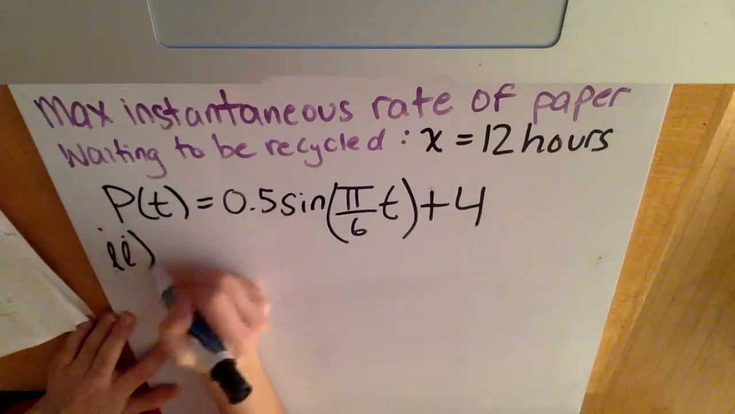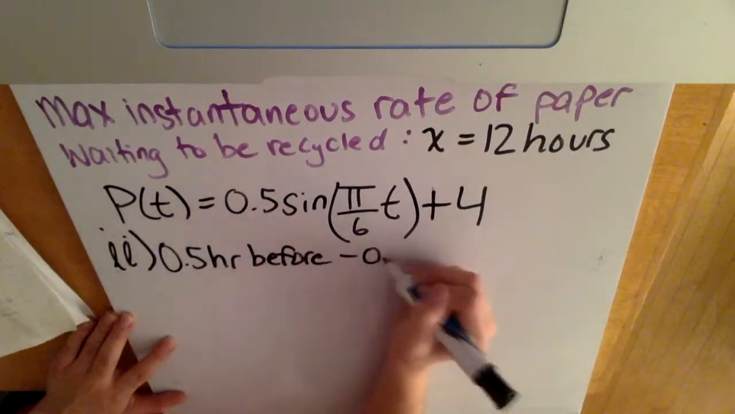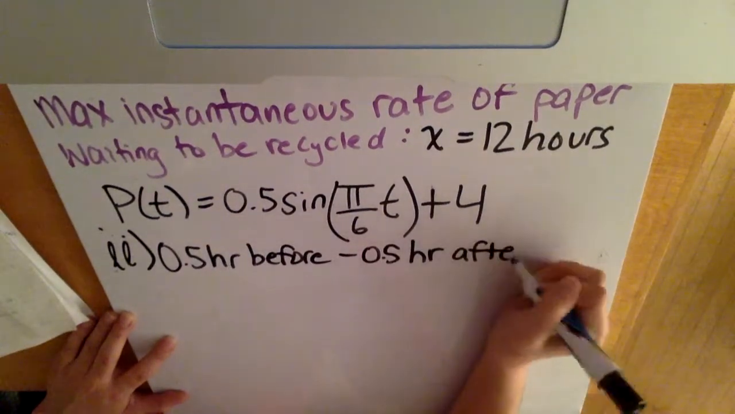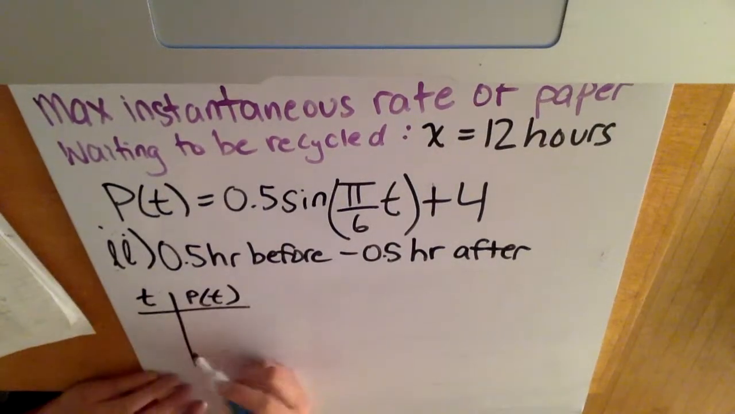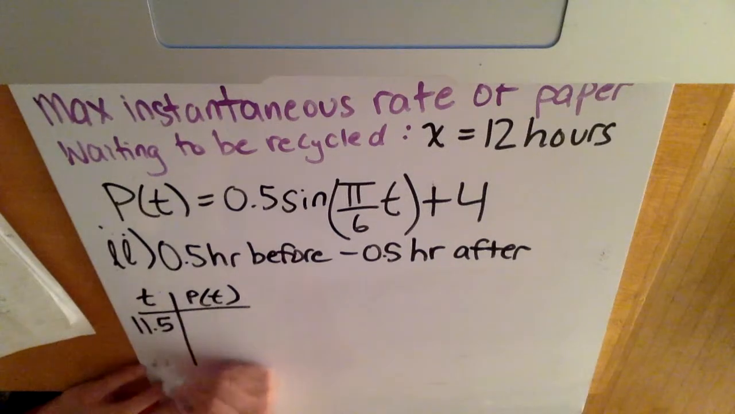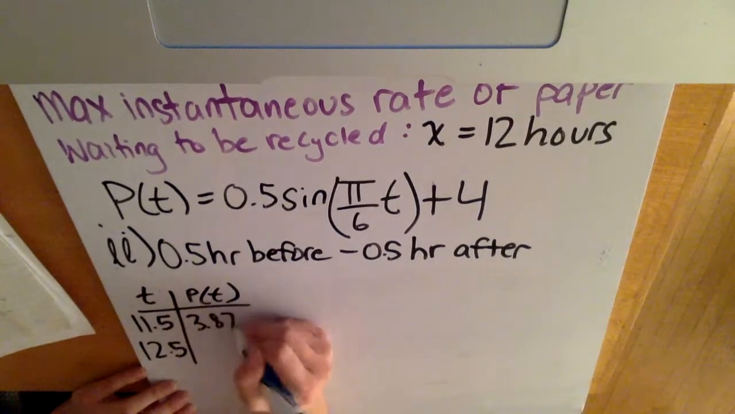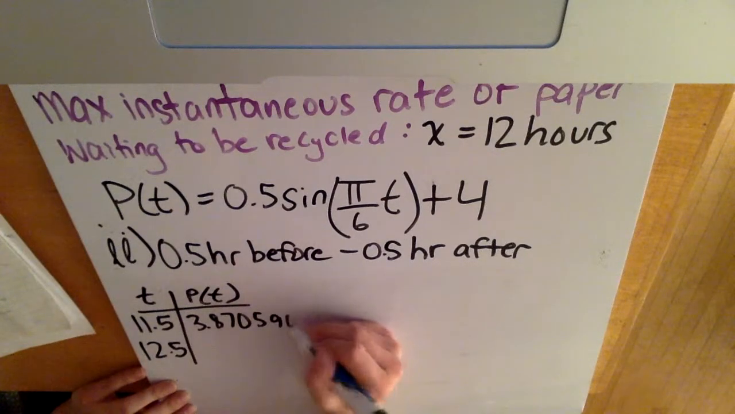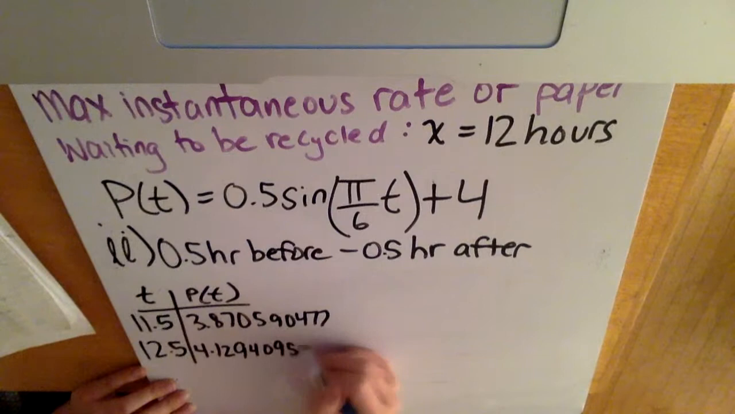Next, moving on to question II, which states 0.5 hours before to 0.5 hours after the time when the instantaneous rate of change is at its maximum. So our first t value is going to be 12 minus 0.5, which gives you 11.5. And the next one is 0.5 hours after, so 12 plus 0.5 gives you 12.5. Now put those into your equation for t and solve for pt, getting these values.